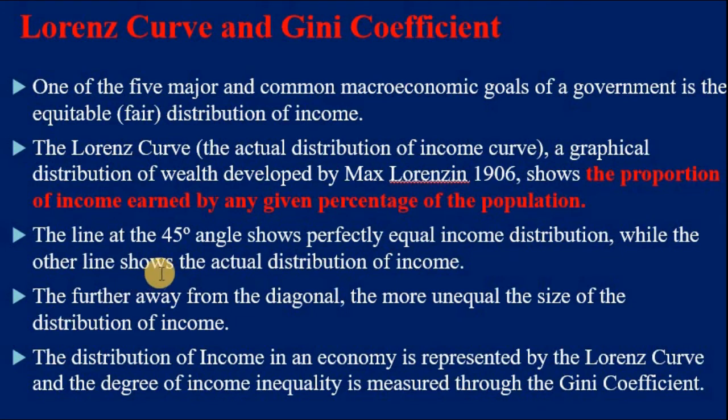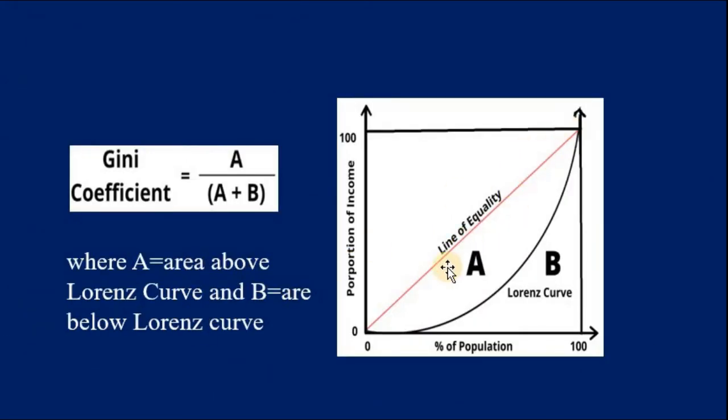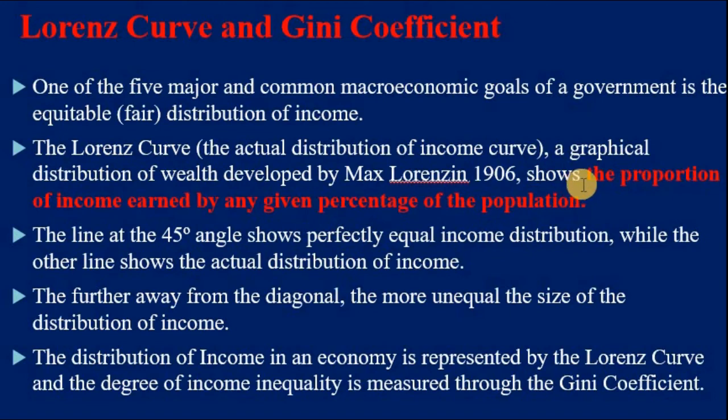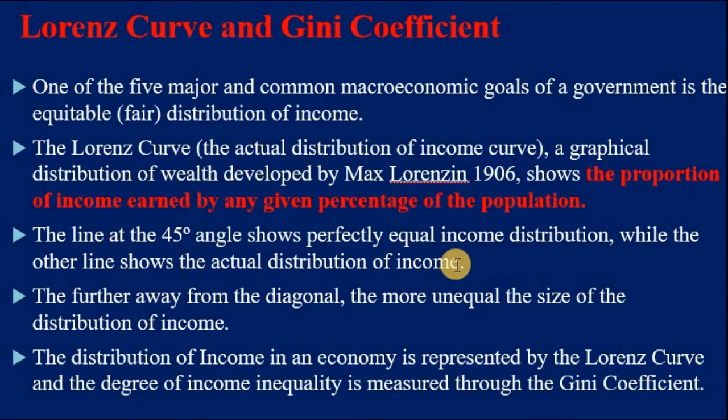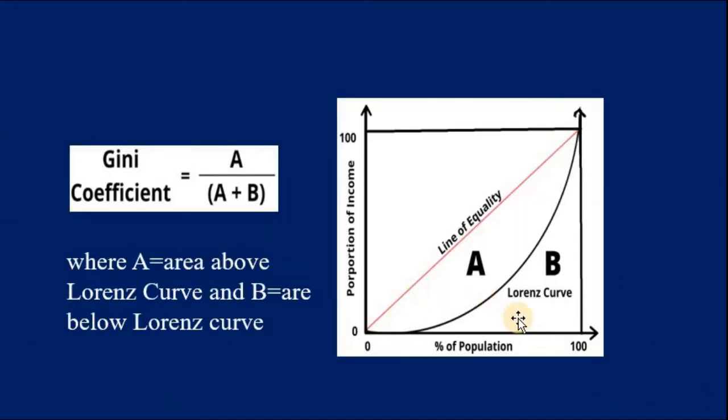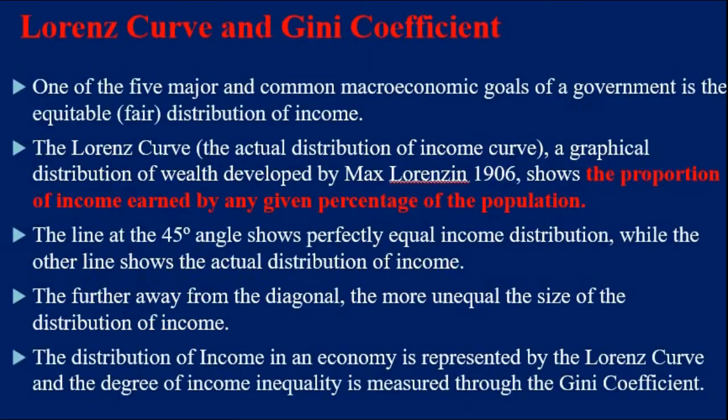The line at a 45-degree angle explains equal distribution of income, while the other curve shows the actual distribution of income. The further away from the diagonal, the more unequal the distribution of income.